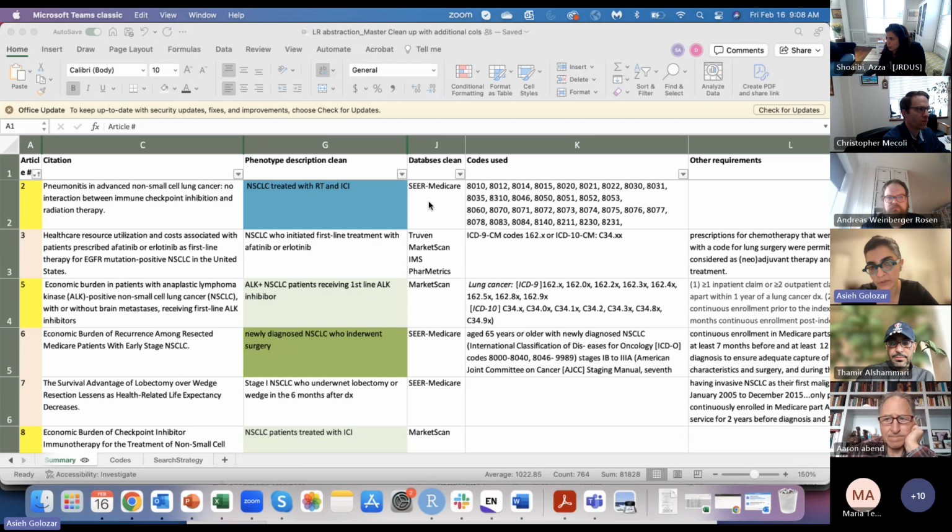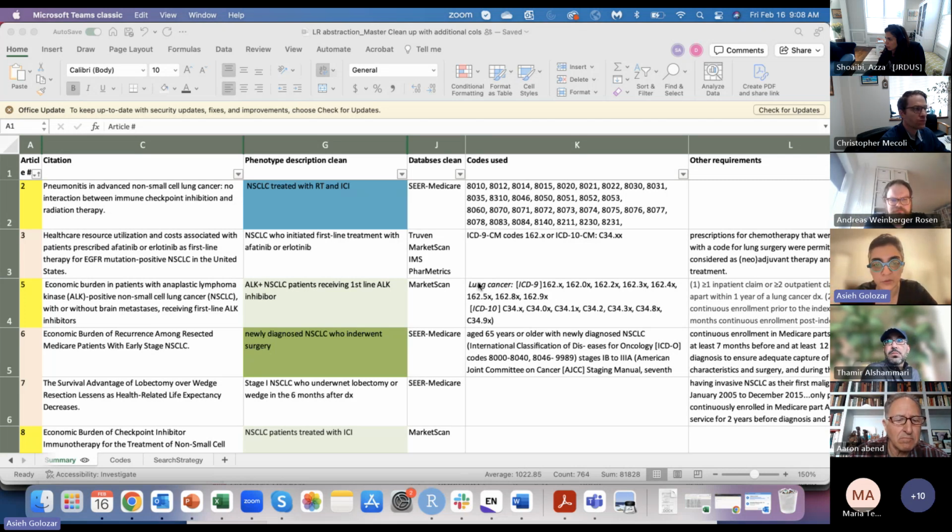Then we see the databases. The majority of them are using a registry, very specifically SEER Medicare, a registry linked with claims. SEER Medicare is the winner. Most of the studies are using SEER Medicare, for good reason: you can get the correct codes that can help you identify non-small cell lung cancer. But the caveat is that even in SEER Medicare, the codes are all over the place. Some people use certain ones, and there are discrepancies.